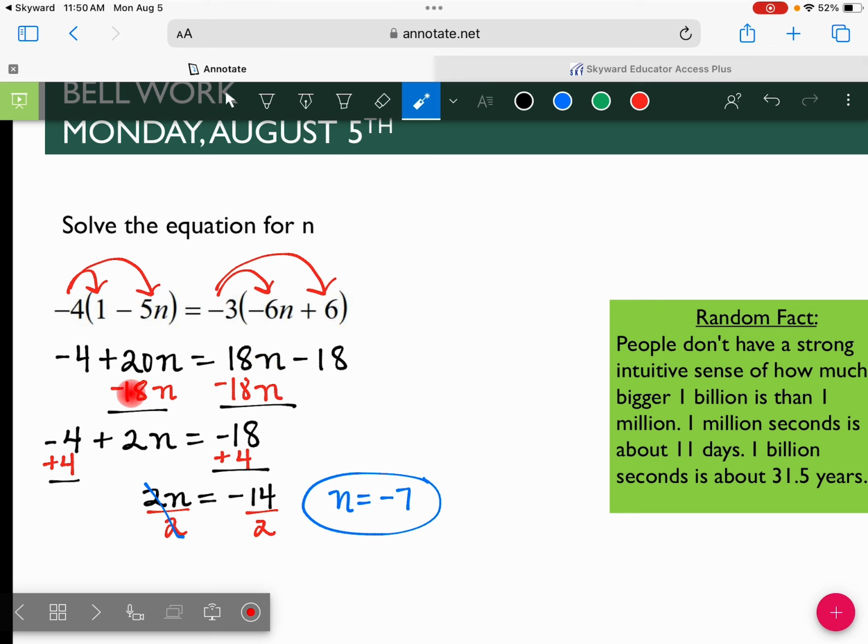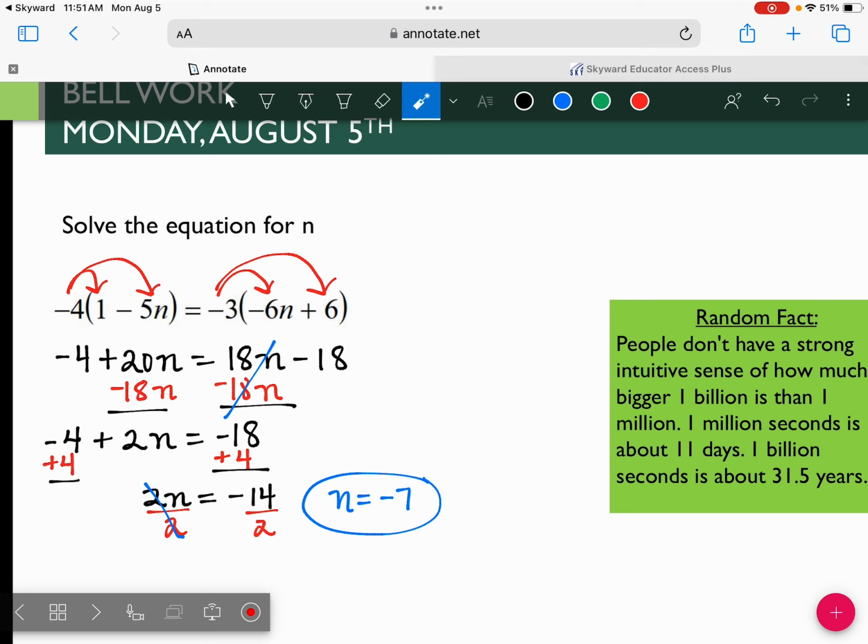Now you could have subtracted 20n from both sides, but I didn't want to deal with the negative, so I subtracted the 18n. So when I did that, this canceled out, and it gave me -4, and this is plus 2n equals -18, and then add 4 to both sides. So 2n equals -14, divide by 2, and n equals -7.